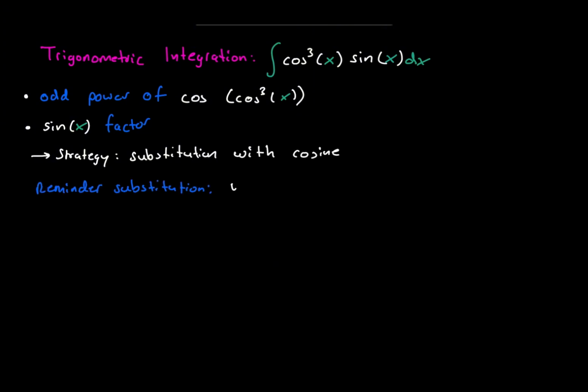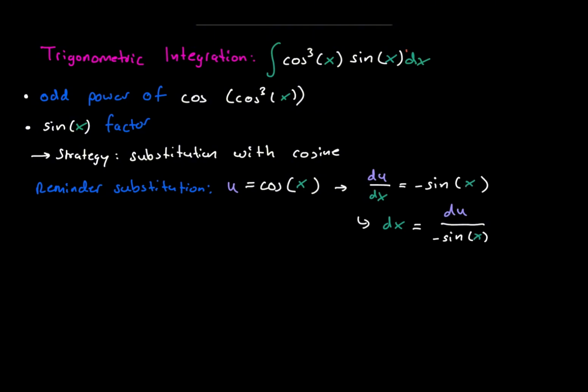We set u equals cosine of x. Now differentiate. The derivative of cosine is negative sine, so du is negative sine of x dx. Now we write the integral.